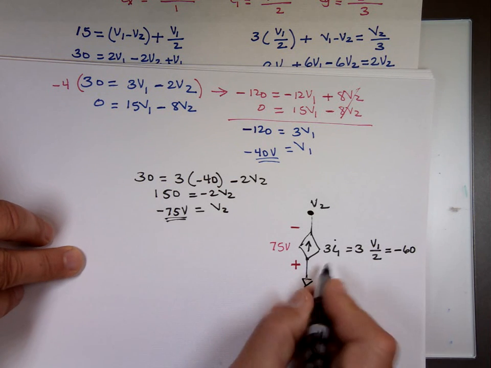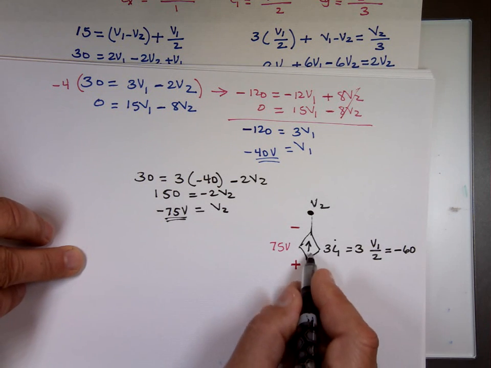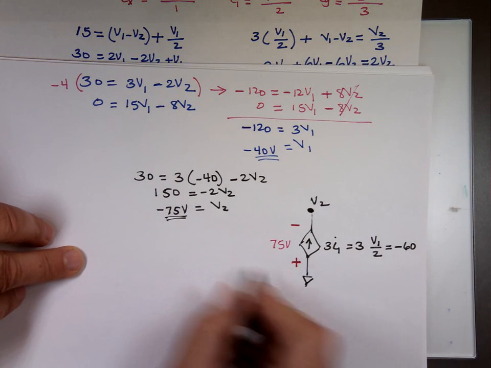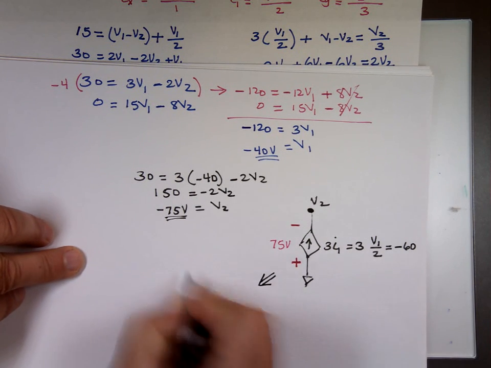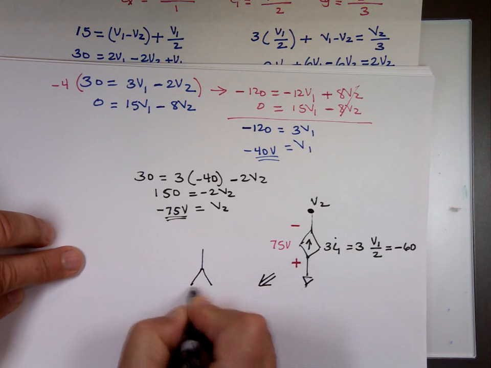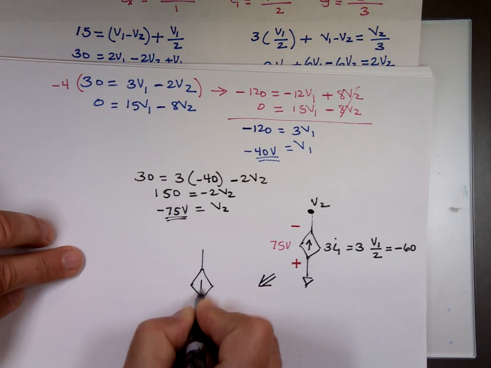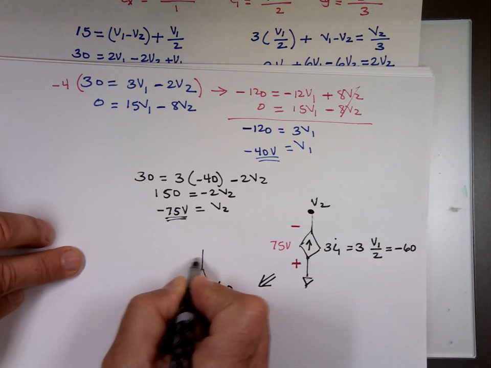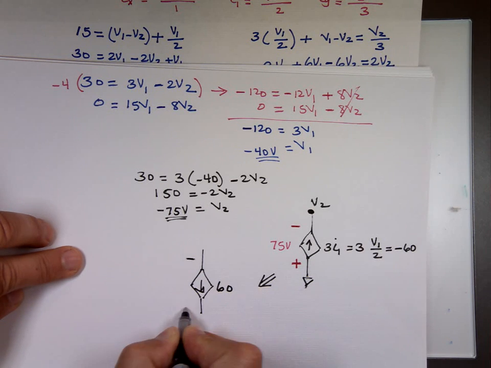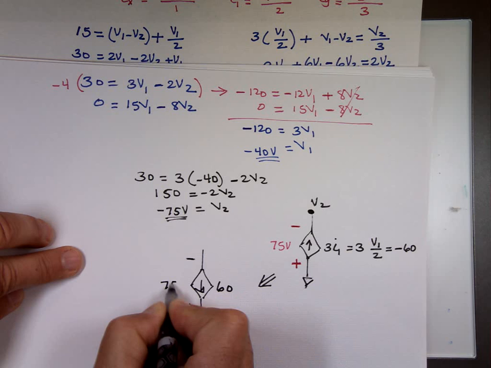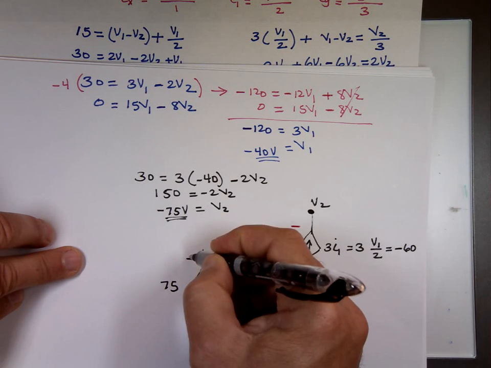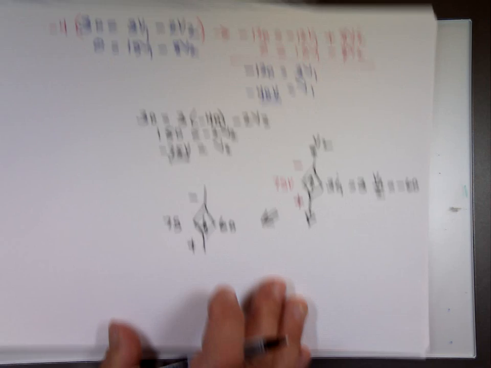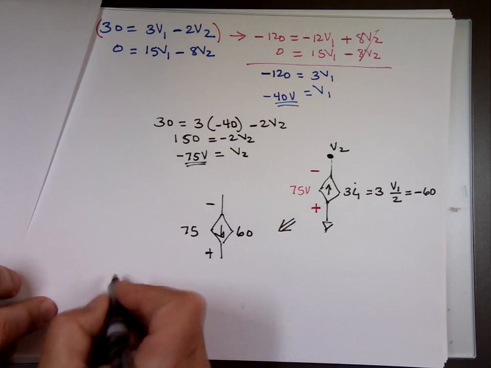Which means what? The current's actually going to be coming which way? Down, right? Because it's negative. So what you're looking at is this way. There's a current coming down of what value? 60. There's a voltage here, minus to plus, of 75. You have a positive current entering the negative end. That's power supplied. And that's why they're saying the power is being supplied.